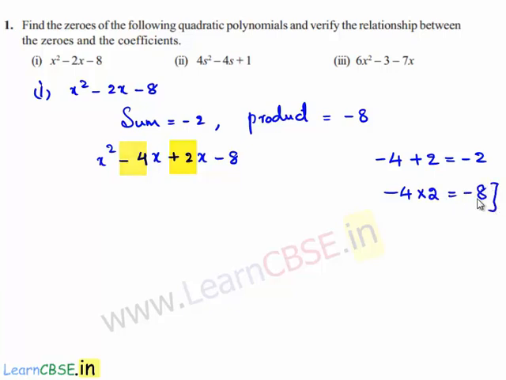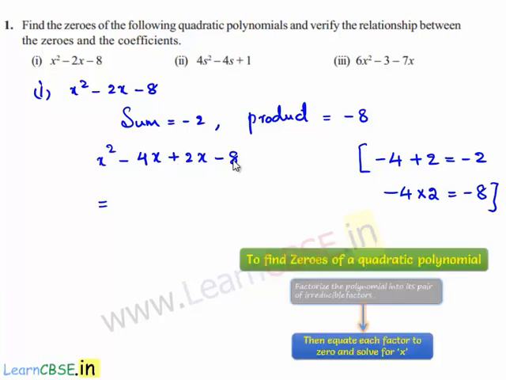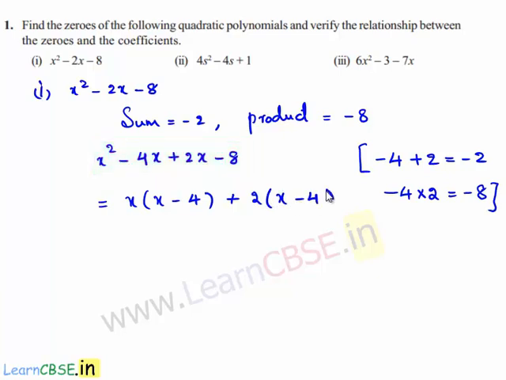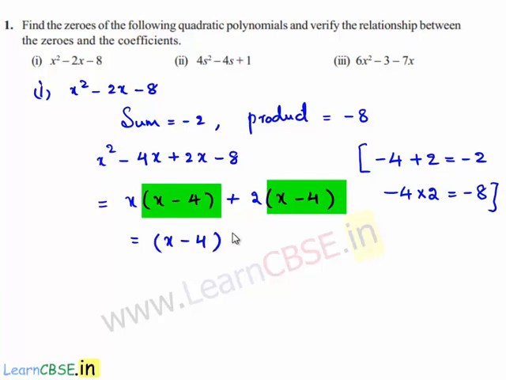minus 8. So minus 4 and 2 satisfy the two conditions of the sum and the product, that is x square minus 4x plus 2x and minus 8. So taking x as common, we get x times of x minus 4 plus 2 times of x minus 4, which is x minus 4 times of x plus 2.